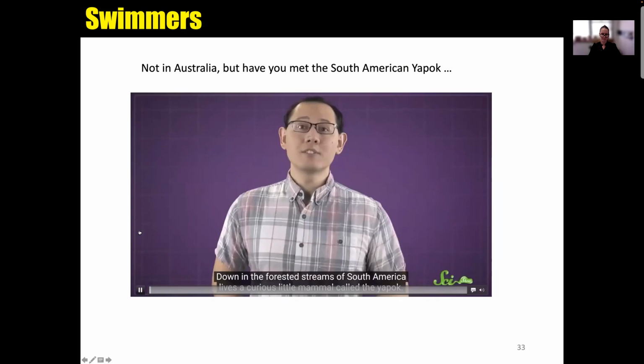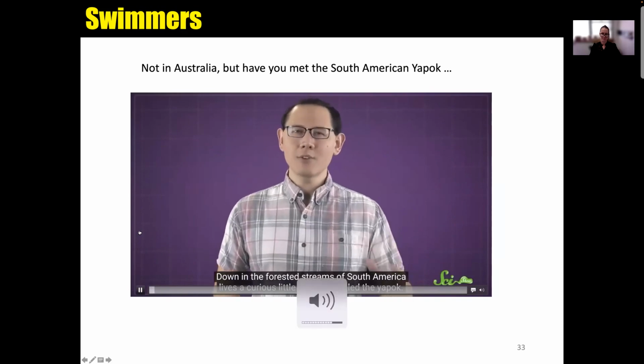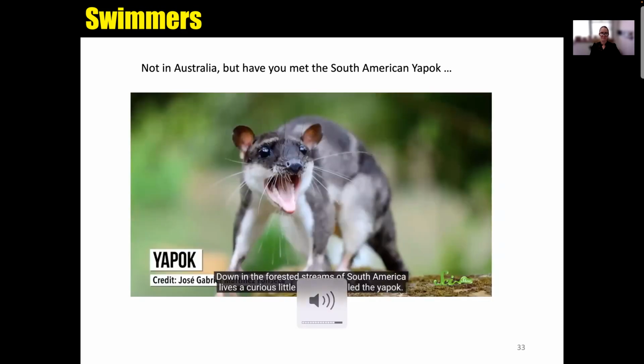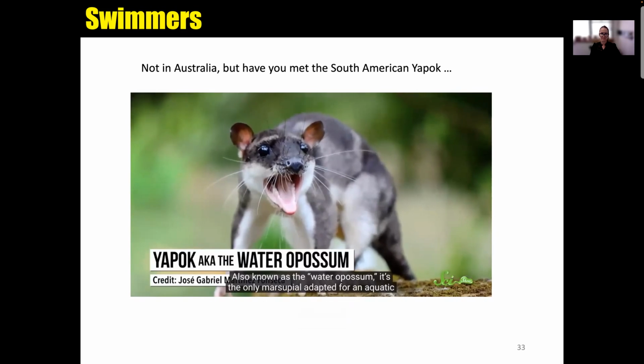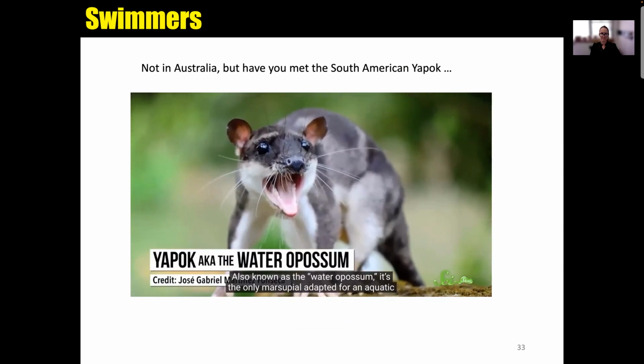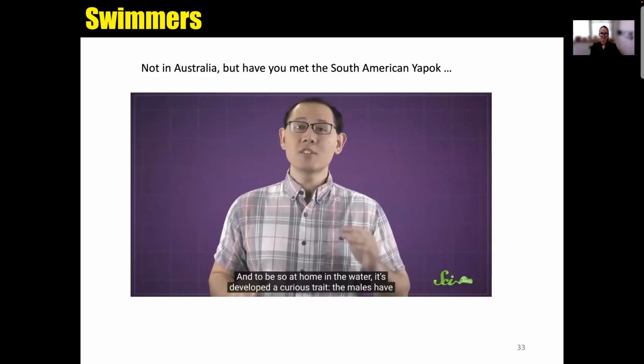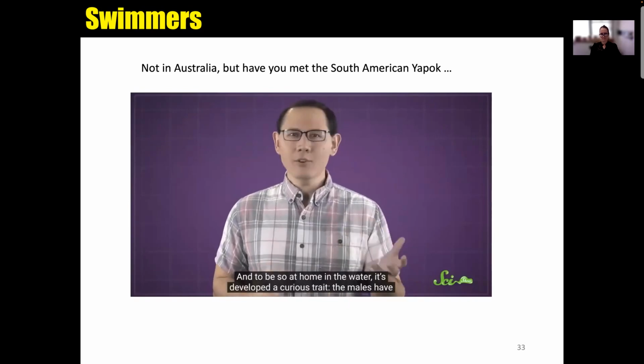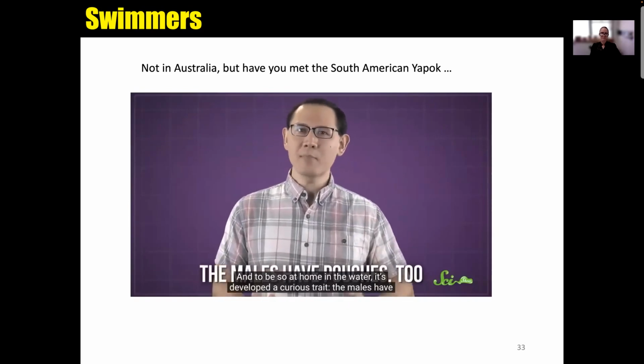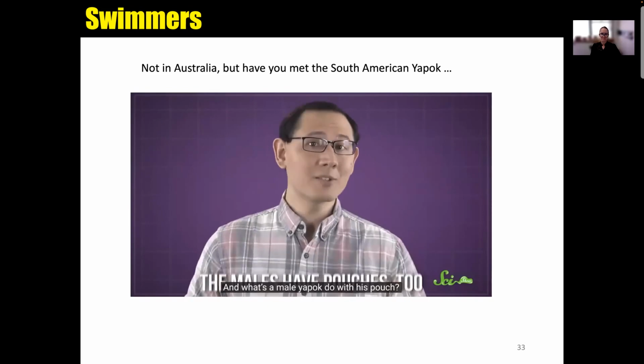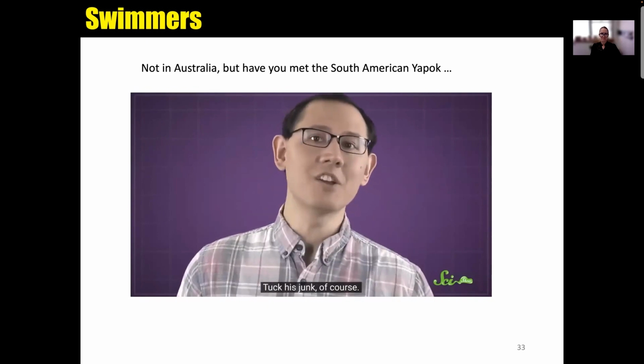In the forested streams of South America lives a curious little mammal called the yapok. Also known as the water opossum, it's the only marsupial adapted for an aquatic lifestyle. And to be so at home in the water, it's developed a curious trait. The males have pouches too. And what's a male yapok do with his pouch? Tuck his junk, of course.